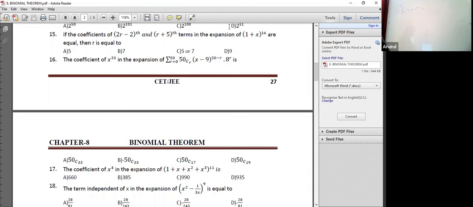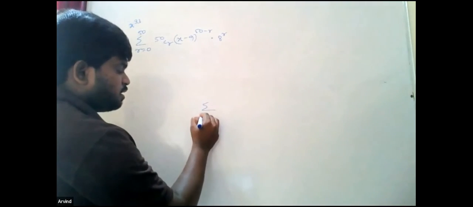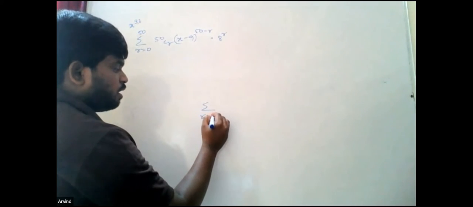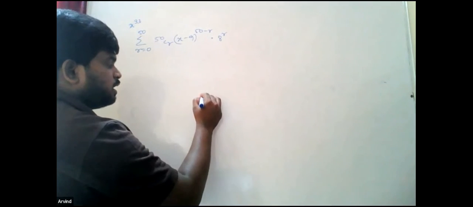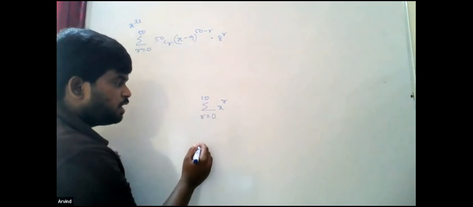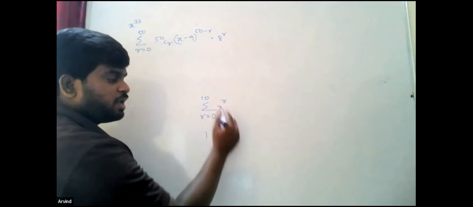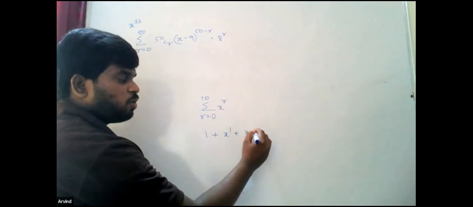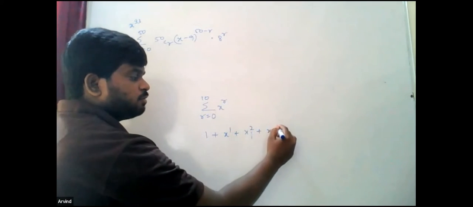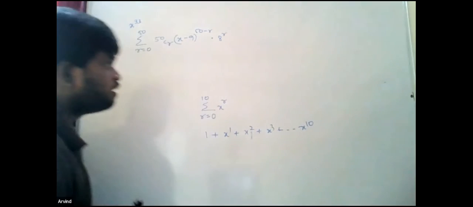Usually if there is a summation, I'll give you a simple example. Let's say summation r is equal to 0 to 10 of x to the power r. If you remove this summation, first you should give 0 to r, so x power 0 is 1. Next give 1 to r, next give 2 to r, up to 10. This is how you expand it. If you do it that way, actually it will be a very big number.